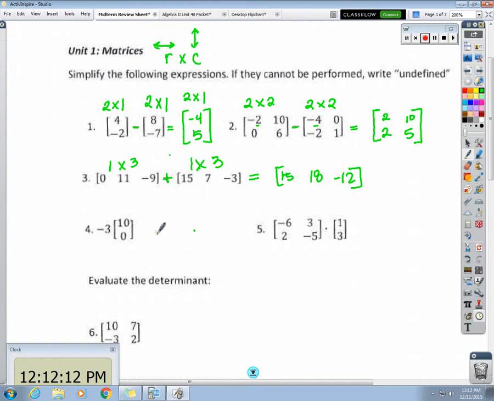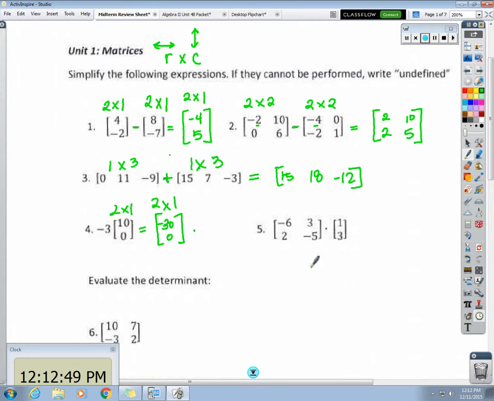All right, number 4. This time, what do they want you to do to this matrix? Multiply. Does anybody remember what this negative 3 is called? It starts with an S. No. Scalar. Okay, and all you do is multiply each element inside this 2 by 1 matrix with the scalar of negative 3. Now our answer will still remain a 2 by 1. The scalar doesn't change the dimensions. It just makes a 10 become a negative 30 and 0 stay 0.